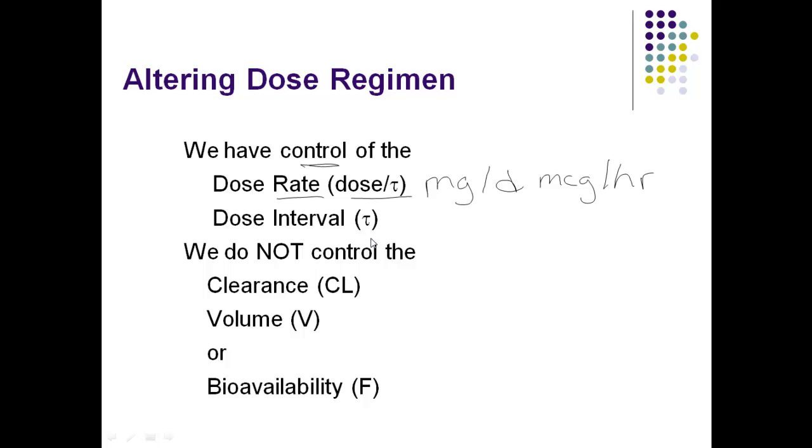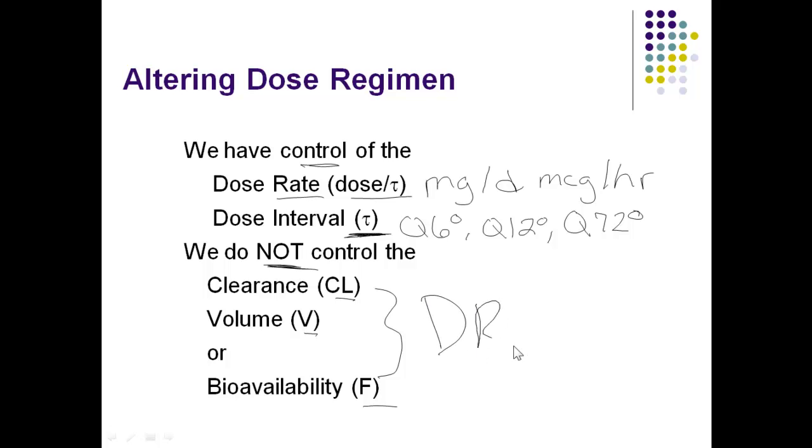The other thing that we have control over in our patients is how often a patient is getting a medication, or the tau. We can give things every 6 hours, we can give things every 12 hours, we could even give things every 72 hours. The things that we cannot control are clearance, volume, and bioavailability. As awesome as we pharmacists are, we can't really control what's going on in the body. So what gets altered and changed is our dose rate and our tau. So let's look at the next slide to see how we can utilize this.